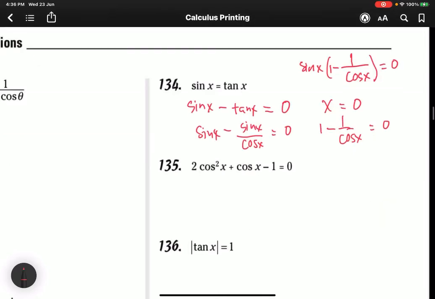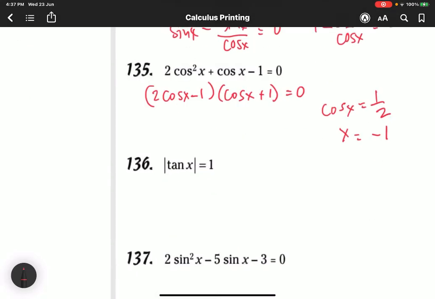For 135, we have to factor the equation. 2 cosine x minus 1 equals 0. So first factor natin, cosine x equals 1/2 and x equals negative 1.